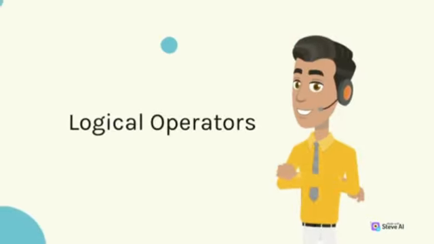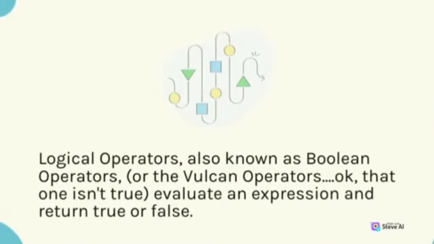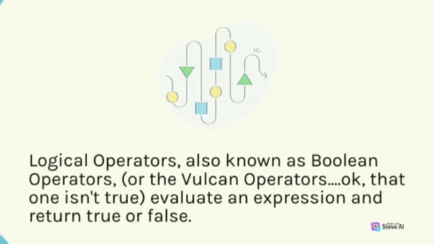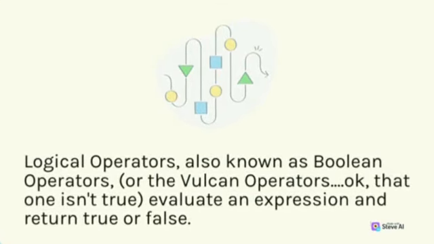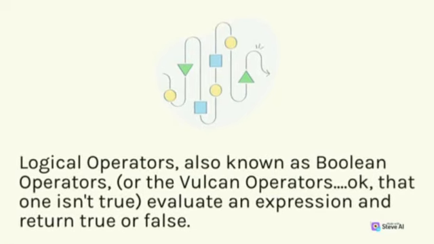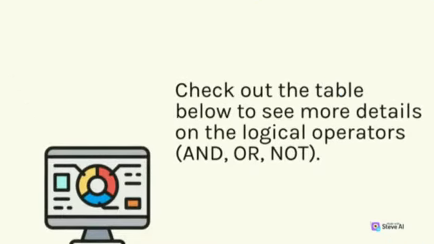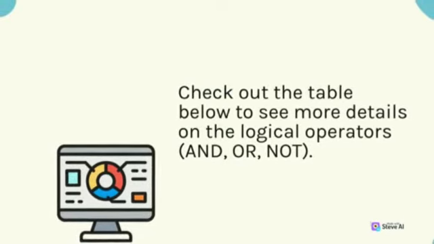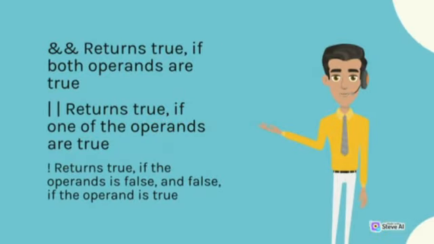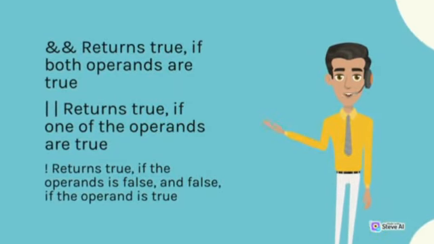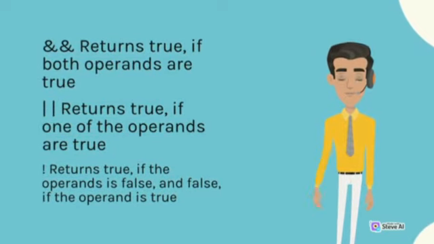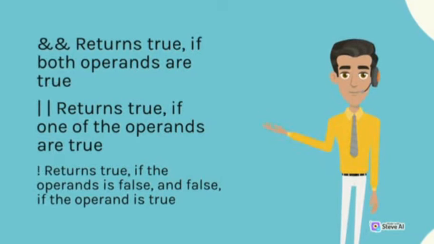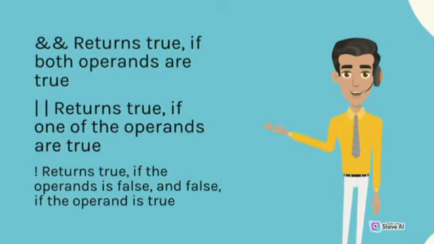Logical operators. Logical operators, also known as Boolean operators, or the Vulcan operators, okay, that one isn't true, evaluate an expression and return true or false. Check out the table below to see more details on the logical operators and, or, not. And returns true if both operands are true. Or returns true if one of the operands is true. Exclamation mark returns true if the operand is false, and false if the operand is true.